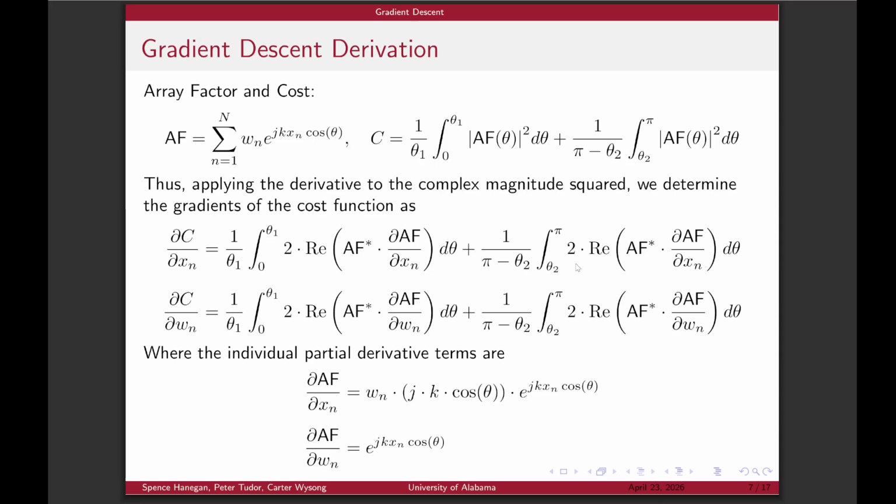The distance between θ_1 and θ_2 is dependent on the number of elements and the spacing overall of the array, called the aperture. The left side lobe region goes from 0 to θ_1, and the right side lobe region goes from θ_2 to π. Thus, applying the derivative to the complex magnitude squared, we determine the gradients of the cost function as seen below. And then the individual gradient descent terms that were used in the code can be seen below, and these are mainly coming from the chain rule.